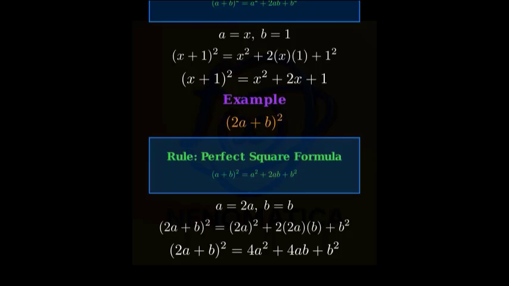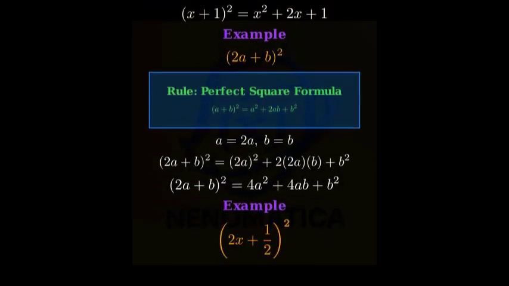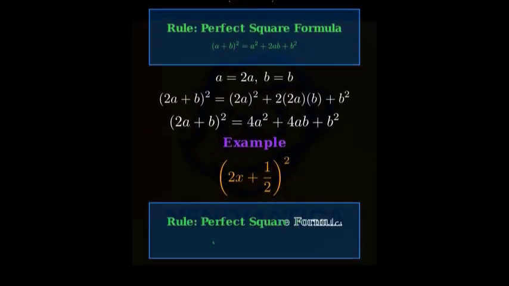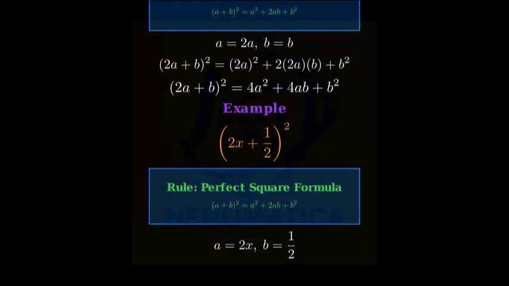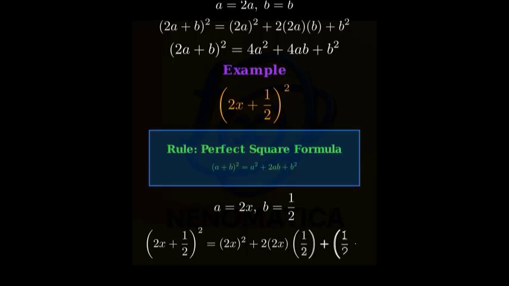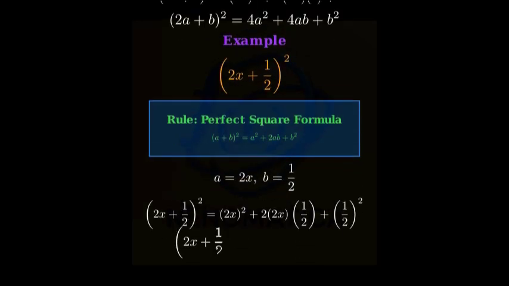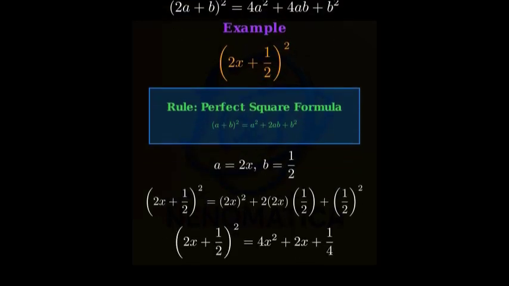For our third example, we have (2x + 1/2)². In this case, a is 2x and b is 1/2. Now let's apply the formula. a² is (2x)², which is 4x². 2ab is 2 times 2x times 1/2, which simplifies to 2x, and b² is (1/2)², which equals 1/4. So, (2x + 1/2)² equals 4x² + 2x + 1/4.